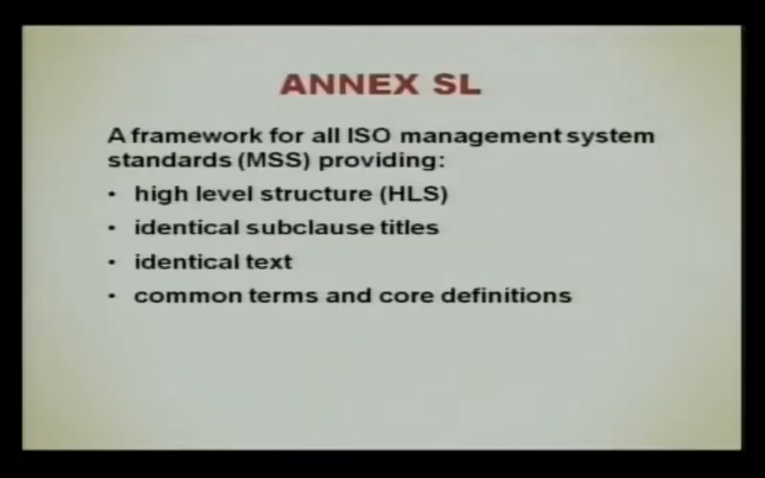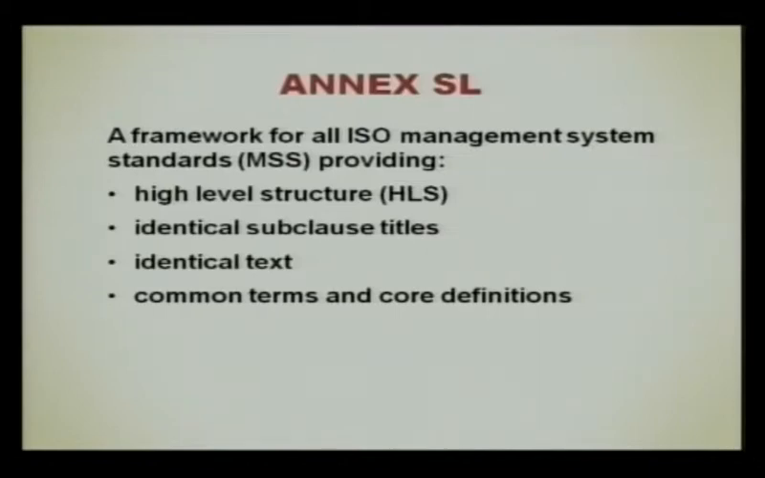This structure is part of an ISO document called the ISO Guide 2, which provides a basis for the development of all ISO standards. So, the structure for management system standards is a part of this document and is available at ANNEX SL. ANNEX SL provides a framework for all ISO management system standards, providing first a high level structure. What this would mean is the individual management system standards could still have some minor changes subject to certain conditions when they are written.